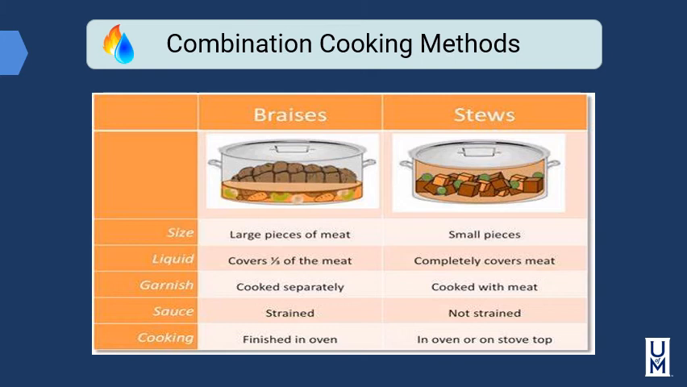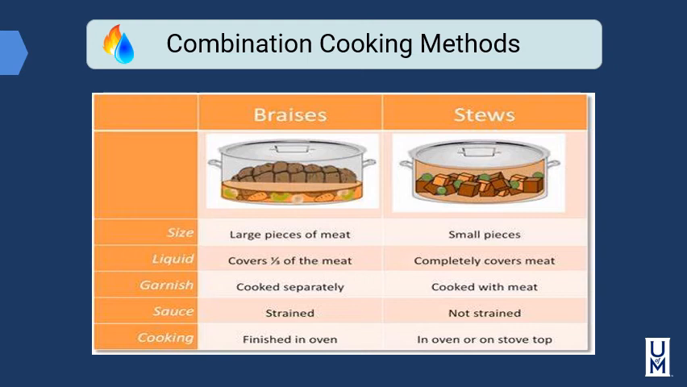The liquid only covers about half to a third of the meat in the braising, where it completely covers the meat in the stewing. Garnish is cooked separately oftentimes in the braising, although you may throw in some carrots, potatoes, and other things that are not just garnish, but are also aromatics. But with stews, they're cooked as part of the dish.